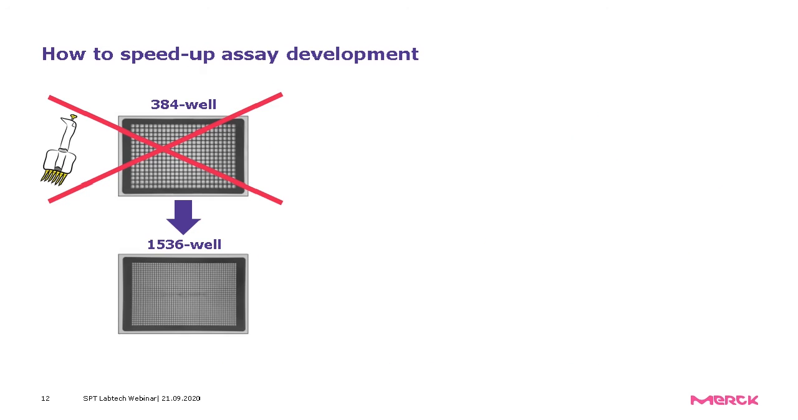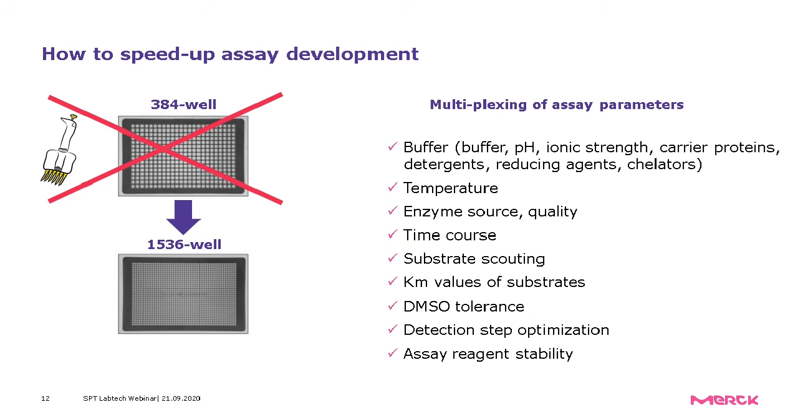So in order to speed up our assay development, we first switched from 384 well plates to 1536 well plates early on. Now we had plenty of space to test various parameters. For example, the buffer specifics, enzyme lots, time course, different substrates, or DMSO tolerance. The next steps were combined matrix experiments like Km values of substrates or detection step optimization.